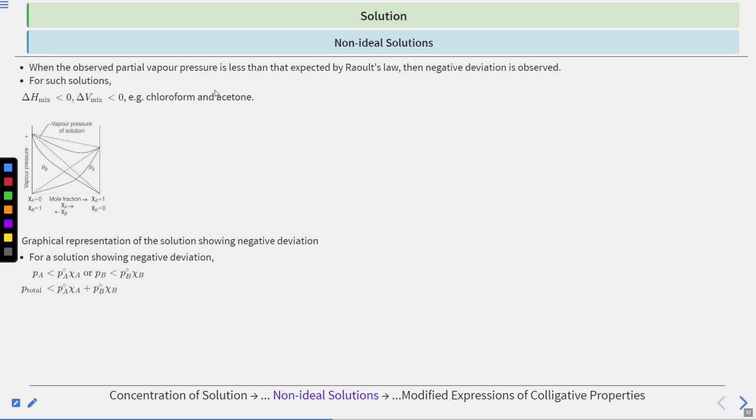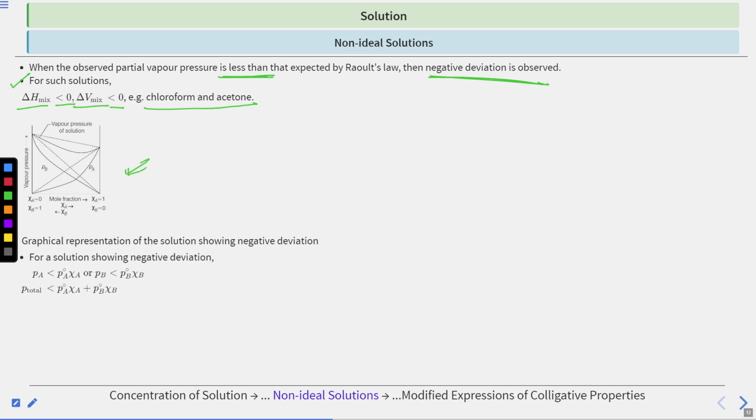When the observed partial vapor pressure is less than that expected by Raoult's law, negative deviation is observed. So non-ideal solutions don't obey Raoult's law, but they deviate either positively or negatively. We have seen positive deviation; for negative deviation, the partial vapor pressure is less than that expected by Raoult's law. For such solutions, ΔH mix is less than 0 and ΔV mix is also less than 0. For example, chloroform and acetone solution.